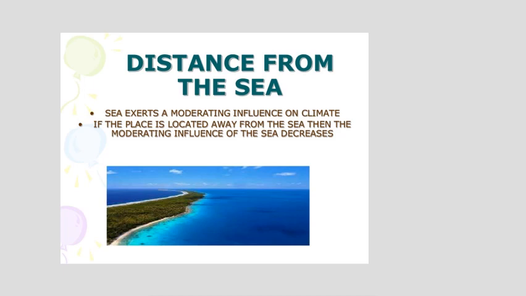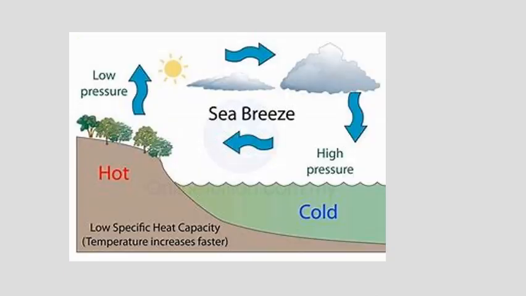Like Lucknow experiences a continental type of climate. We have extremes. During the summer season, the temperature becomes very high. During winters, again, you can see how the temperature is going on becoming lower and lower day by day these days. So children, I already told you that the coastal areas have equable or maritime or insular type of climate because of the moderating influence of the sea.